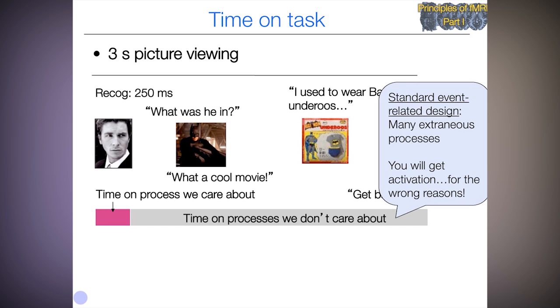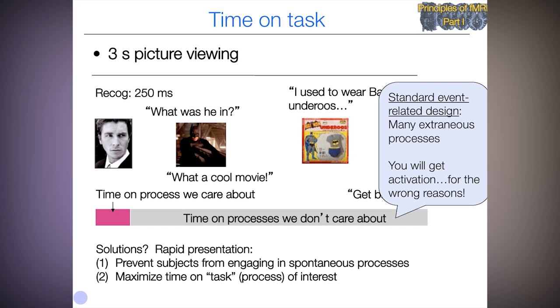So a standard event-related design contains many extraneous processes, memory retrieval and others, and you'll get lots of activation in your task, but for the wrong reasons. It won't isolate the process of interest. So what are some solutions? Well, one is rapid presentation of the faces, perhaps with a controlled task following each face presentation. And that does 2 things. It prevents the subjects from engaging in spontaneous memory retrieval processes, etc., and it maximizes the time spent doing the process of interest. More time with that initial recognition phase.